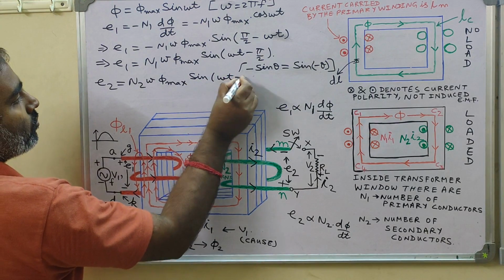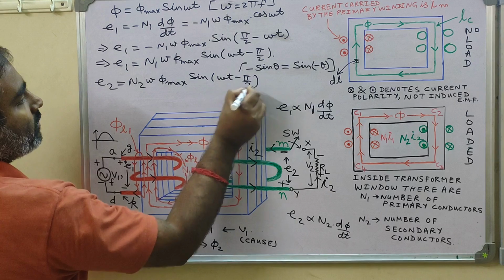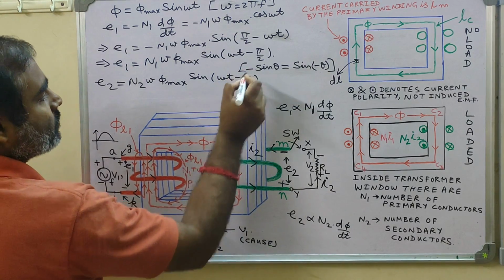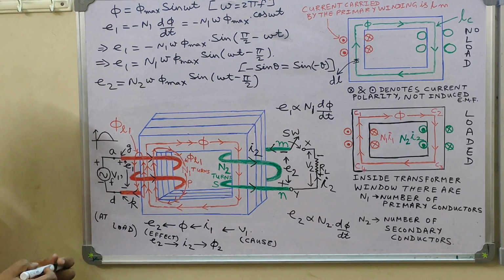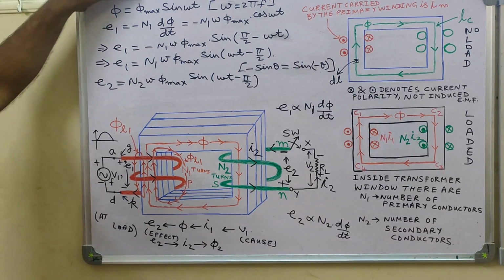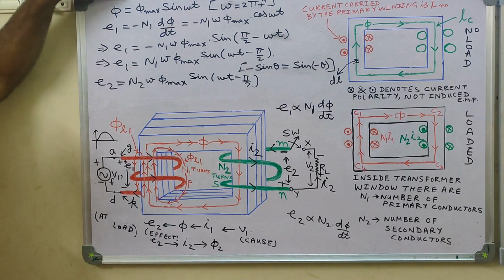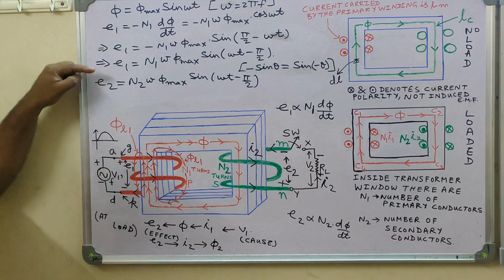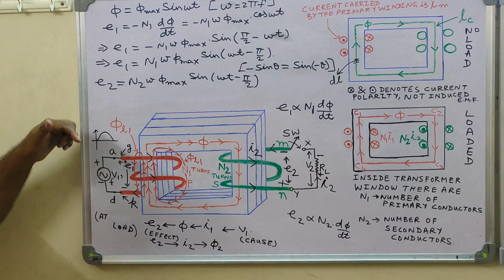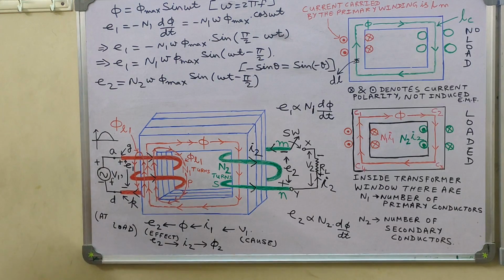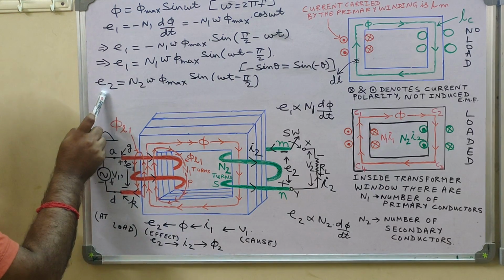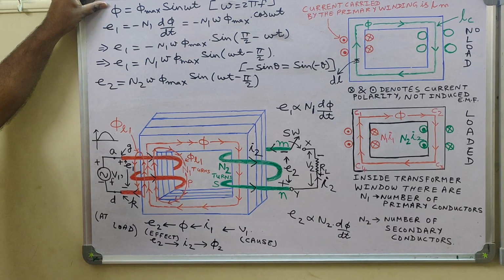So this thing we can easily write after making this derivative. Okay, so this was the expression for E1 and E2. You see that E1 and E2 are changing in an alternating way. Flux is alternating, given by phi max sine omega t. Induced EMF E1 and E2 in the primary and secondary coil respectively are also sinusoidal, except one difference: these induced EMF E1 and E2 are lagging the flux phi by how many degrees? They are lagging the flux by 90 degrees.